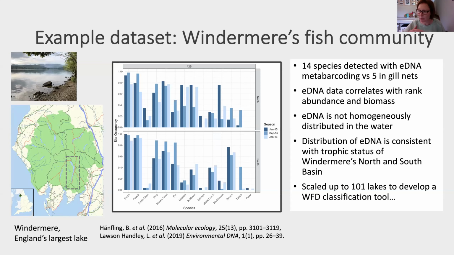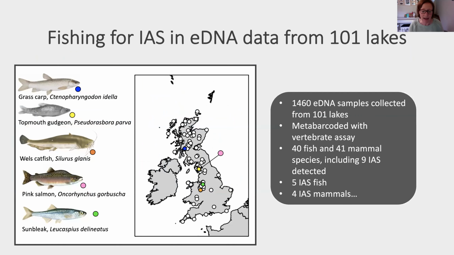And this also corresponds to trophic status. So in Windermere, there's 2 basins, and they differ quite dramatically in their trophic status. And the distribution of the fish DNA is consistent with that. So we've now scaled this up to look at 101 lakes across the UK. And I just pulled out, for the purpose of this talk, the invasive species that we found.